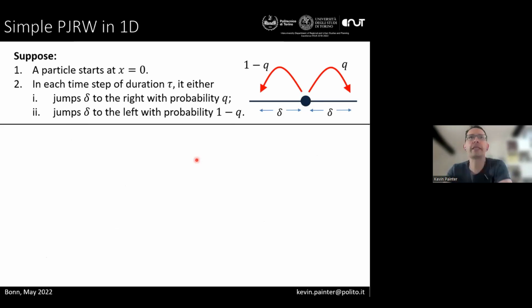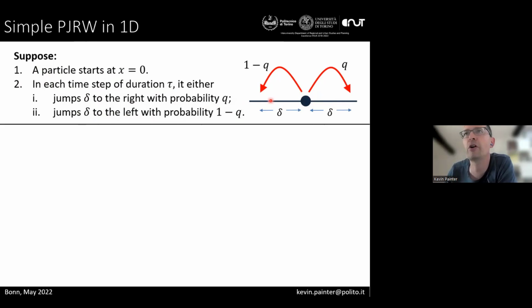So as I say, let's start with the simplest case, and that's my simple uncorrelated random walk on a one-dimensional lattice. So this is the very simple setup. We have a particle that starts at position x equals 0, and then we suppose that in each time step of duration tau, it either jumps delta to the right with probability q, or it jumps delta to the left with probability 1 minus q. So we're already imposing that it has to do a jump every time step. So here's the picture of that.